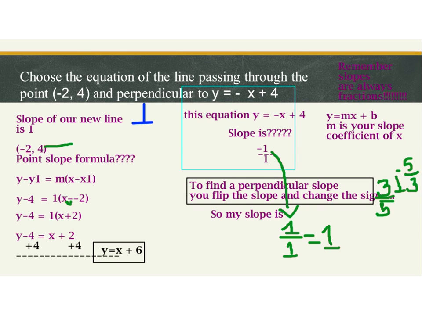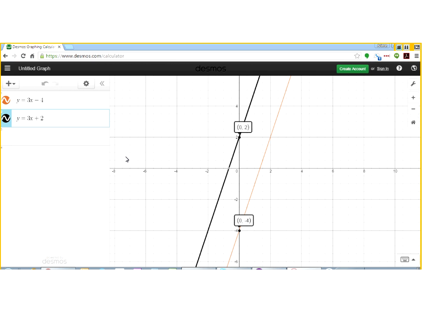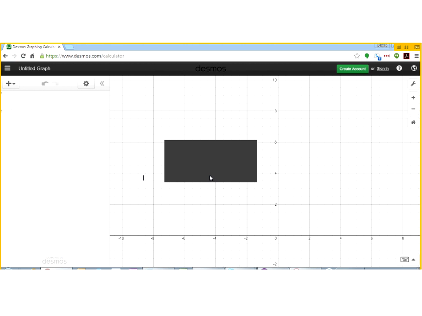How can we check to see if what we did was correct? Is there any way we could check to see if what we did was correct? Anybody have an idea how we could check it? Are we getting perpendicular lines? Graphing it. Thank you, Gwyneth. Let's take a look at Desmos.